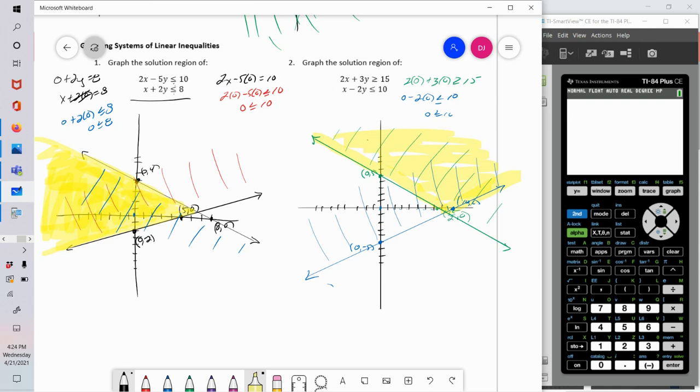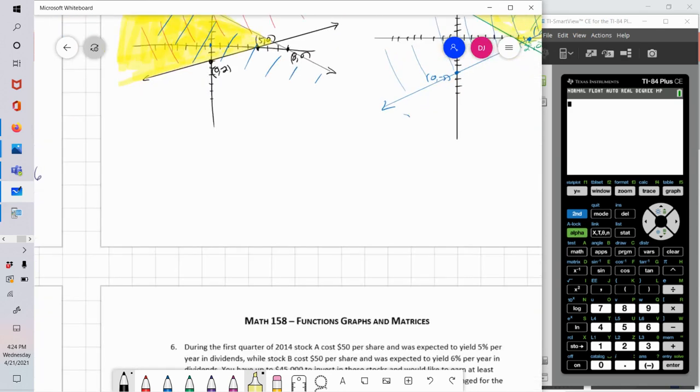I'm using different colors. I'm using highlighters because I have them available to me on my whiteboard. You're doing this in pencil or whatever writing utensil you're choosing to use. If you want to use colors and highlighter, that's fine. My suggestion to you is that you just be very careful to try to make your pictures easy to understand, because it is actually the picture that is the solution region. Okay. So let's move on.